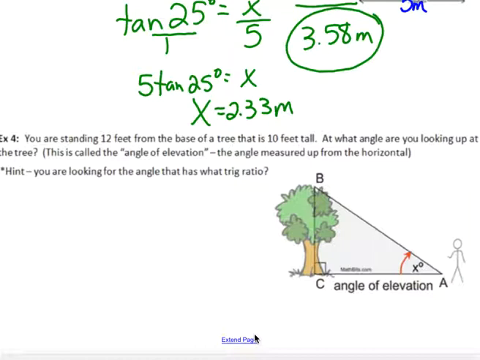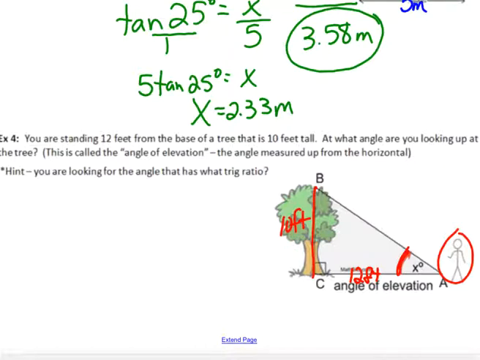So it says you're standing 12 feet from the base of a tree that's 10 feet tall. So let's label that on here. So we're standing 12 feet away. We see this picture right here of us. So we're 12 feet along the bottom, and the tree is 10 feet. We want to know this angle down here. Okay, so at what angle are you looking up at the tree? This is called the angle of elevation. The angle is measured up from the horizontal. So another angle of elevation.